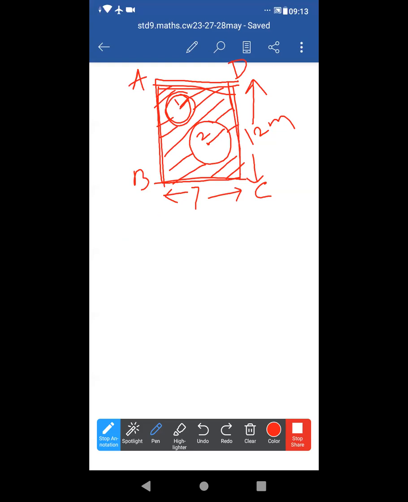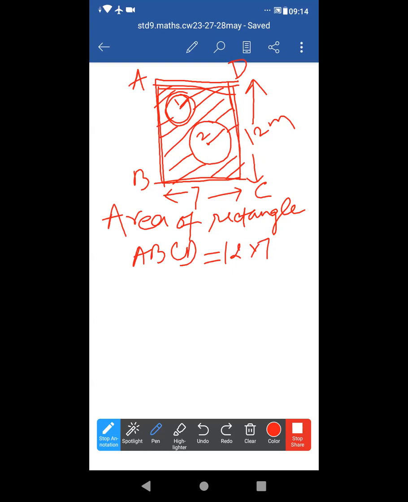Now just look at this. First, area of rectangle. Just write: area of rectangle ABCD is equal to length into breadth, that is 12 into 7 meters squared, which is 84 meters squared, right? Done this one, up to this done?